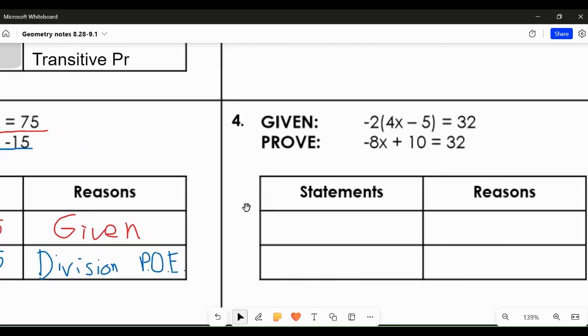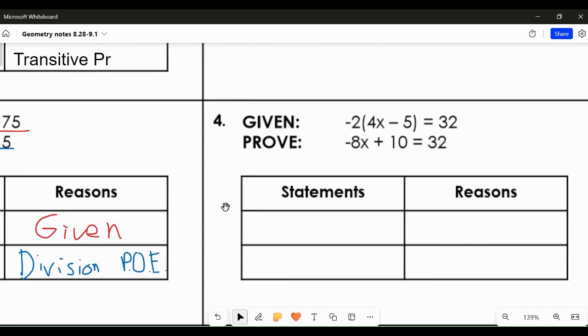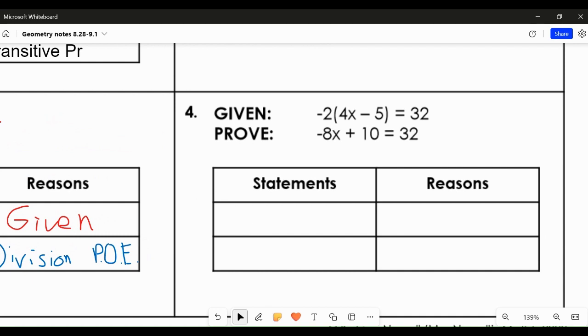Next one we still have 2 statements here. This time you have to look and see what changed. So, just like before, we are given this first statement. This is negative 2 parentheses 4x minus 5 equals 32. So let's write that there.